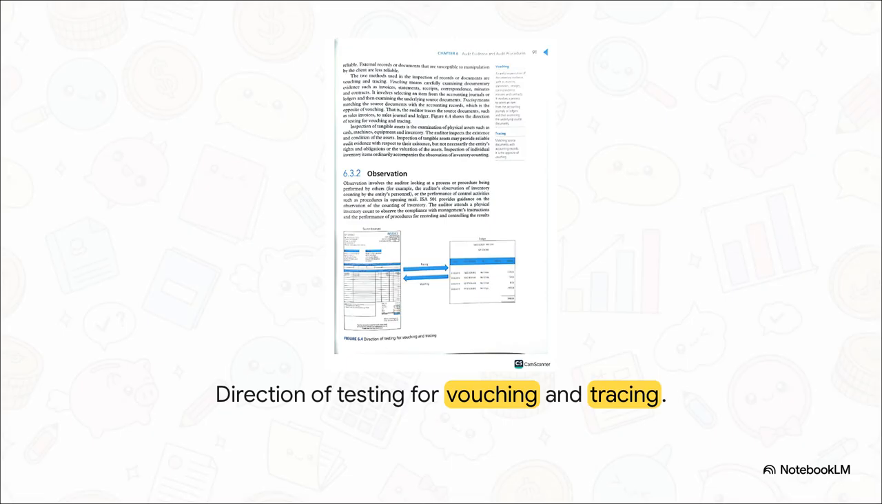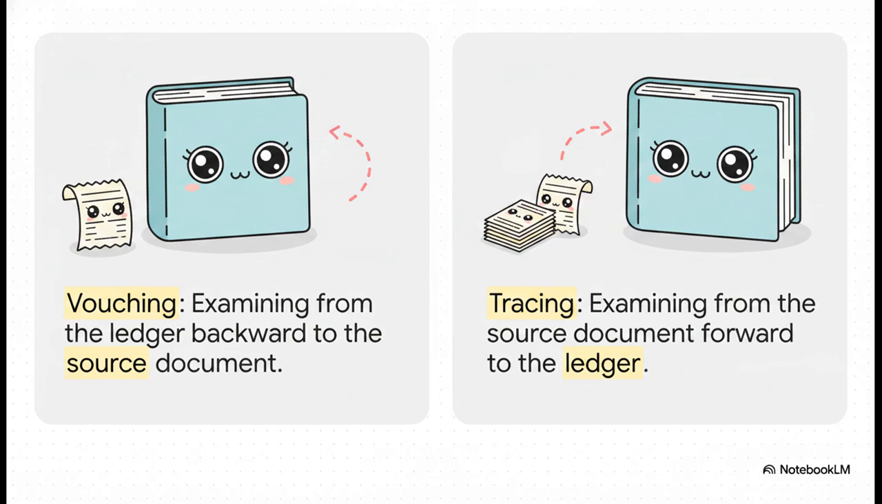The directional flow between a source document, like a vendor invoice, and the final accounting ledger completely changes what you're actually trying to prove. It is a two-way street, and picking the right lane is literally critical for the audit's success. Let's break that down for a second, because it's a super vital practical concept.